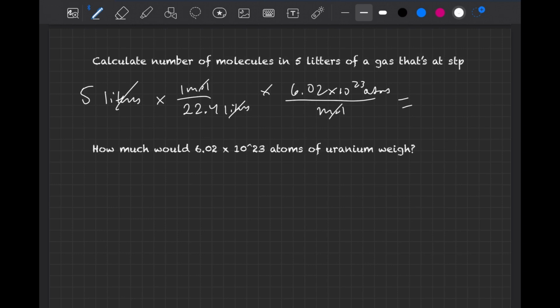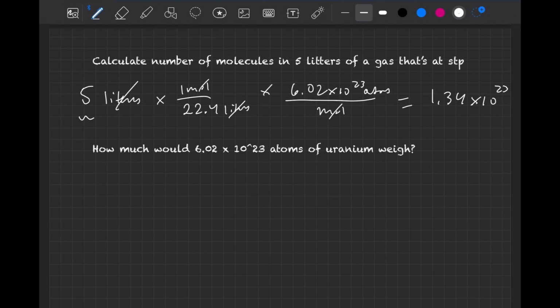You would get 1.34 times 10 to the 23. And if you're using sig figs, then just put 1 sig fig, so it's just 1 times 10 to the 23. But for now, don't worry about that. And then let's try this one.